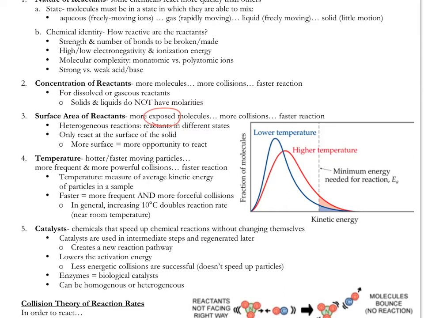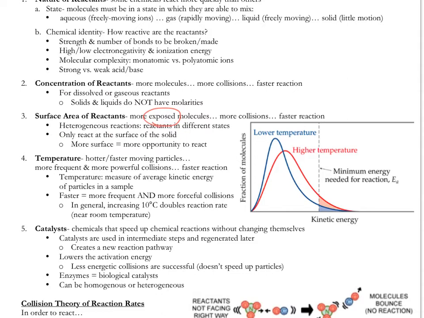Because if you just say there's more molecules to react, that's not necessarily true. Make sure you are getting to the point, make sure you're saying what you're supposed to be saying, but you're not saying something incorrect. We don't necessarily have more molecules, but those same number of molecules are exposed to one another now. So we can have more collisions in a faster reaction. This part is same.